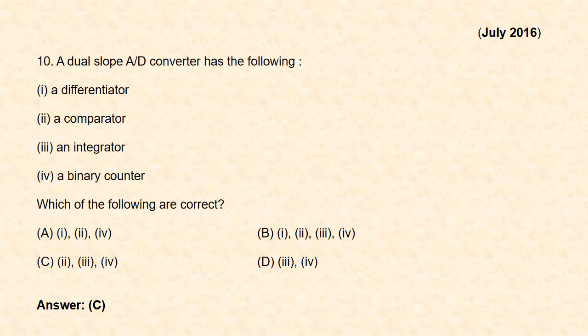Next question. This question was asked in July 2016. A dual slope analog to digital converter has the following: a differentiator, a comparator, an integrator, a binary counter. Which of the following are correct? As we know, a dual slope analog to digital converter has a comparator, an integrator and a binary counter. It does not have a differentiator. So option C is the correct one.